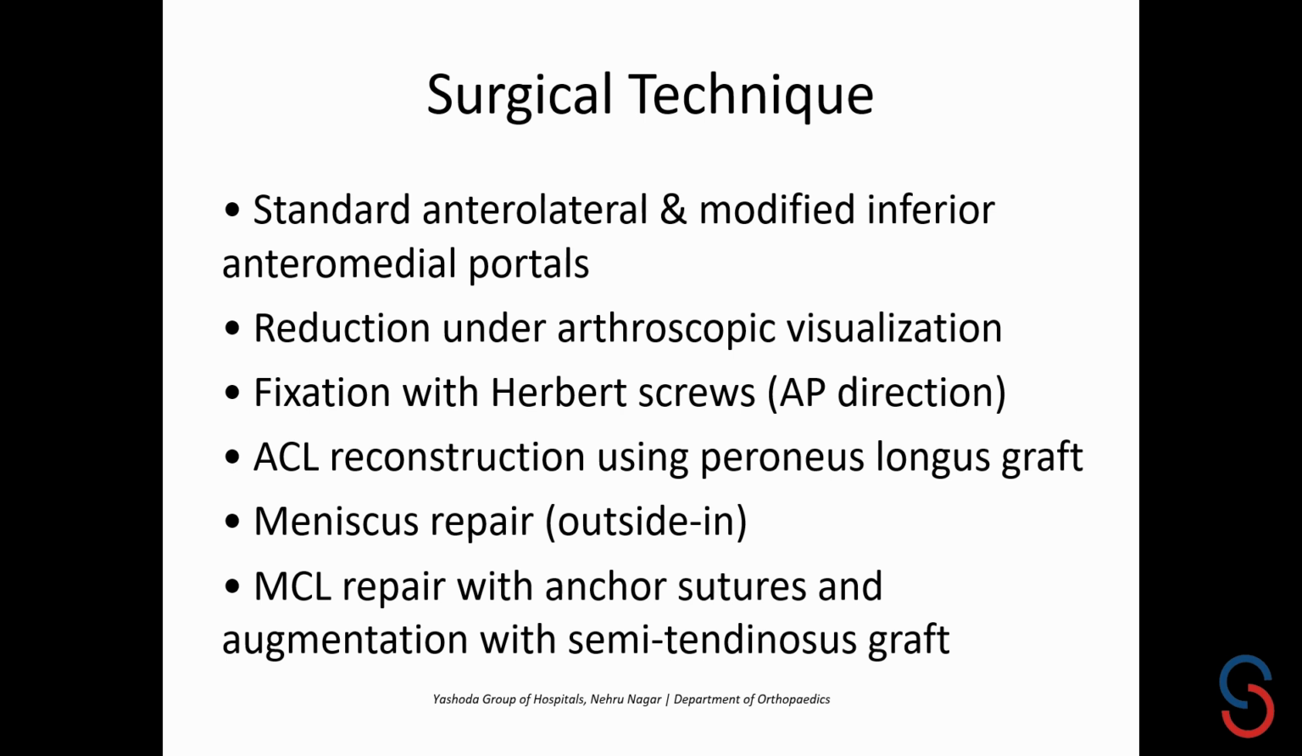I did the arthroscopy from the standard anterolateral portal, and I used a modified inferior anteromedial portal. First I reduced the medial Hoffa on arthroscopy and fixed it with a Herbert screw, AP direction, and then I used the peroneus graft from the other, healthy limb and did the ACL reconstruction. I fixed the femoral side, and I passed the graft on the tibial side, but I didn't fix it at that moment. Then I did the meniscus repair from outside in, and the MCL repair with anchor suture in the same sitting, augmented with the semitendinosus graft under the sartorius fascia. So I did everything in the same sitting.